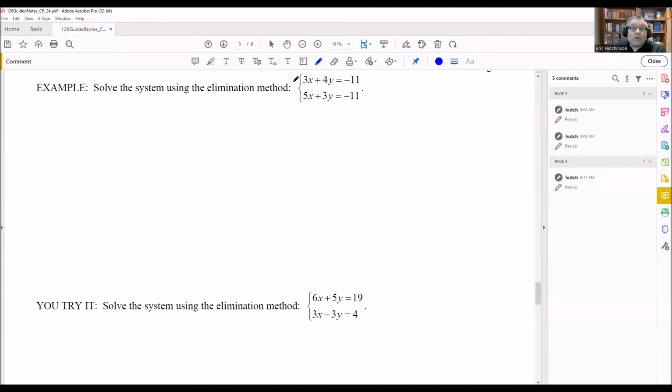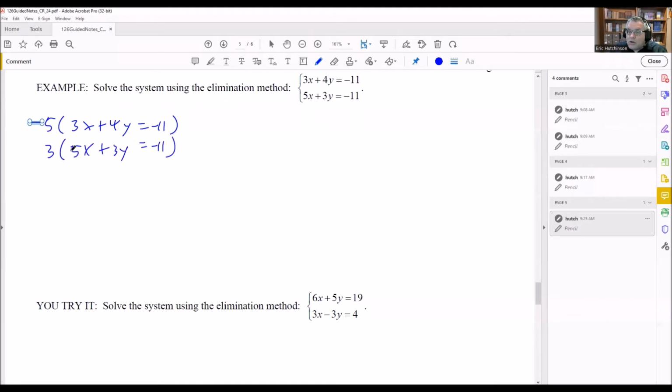However, we need to make one of them positive and one of them negative. So the first equation, I'm going to take the first equation and multiply it by -5. So everything, both sides of the equation, I'll multiply by -5. But the one down below, I'm going to multiply by 3. So again, I'm not changing anything with the negative.